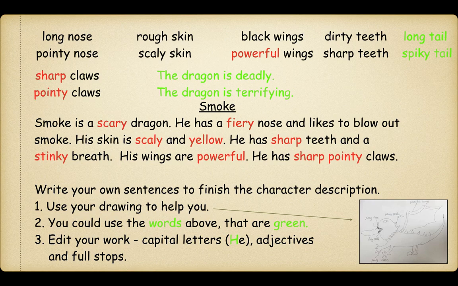And last of all, have you noticed at the end of all my sentences I have a full stop? So let me give an example. If I read the last two sentences, his wings are powerful, full stop. He has sharp, pointy claws, full stop. So when you finish doing your writing, check, do you have capital letters? Have you used your adjectives which are describing the noun? And last of all, did you put a full stop at the end of your sentence?